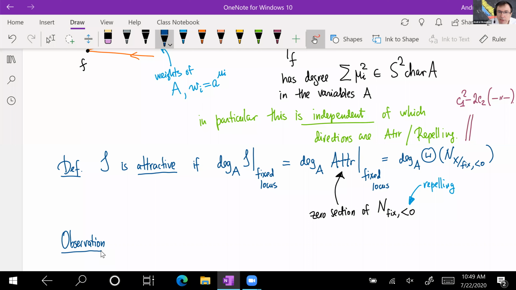I don't know what the observation... Well, what was the observation I was going to say? So if S is attractive, and of course the degree will not change, so then S tensor L is attractive.